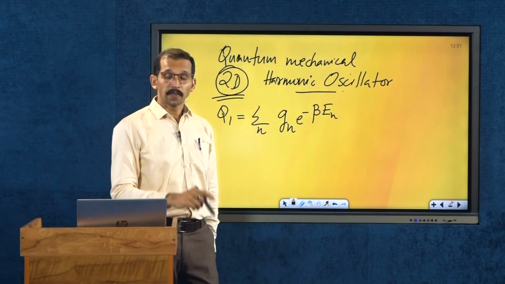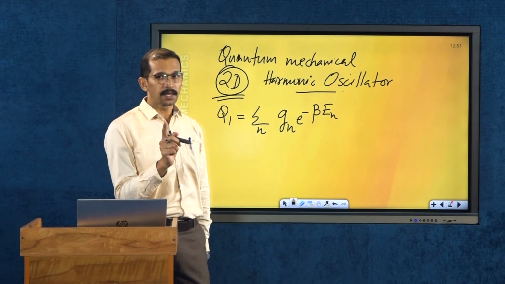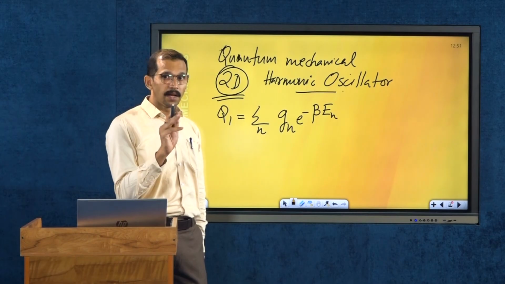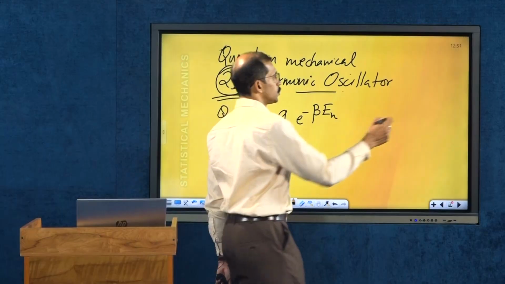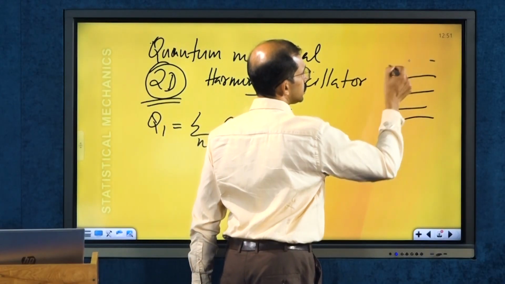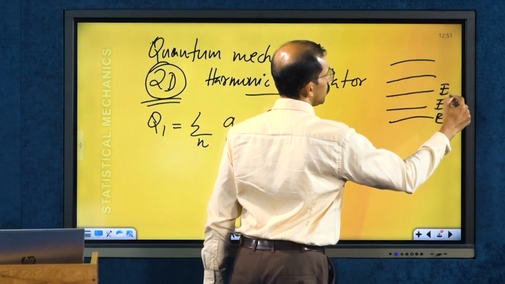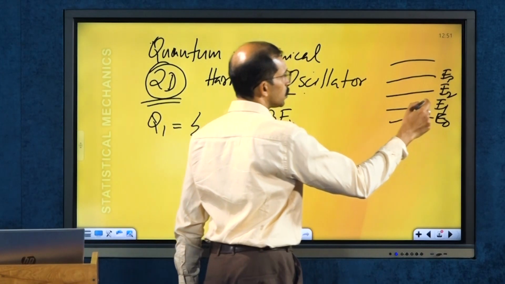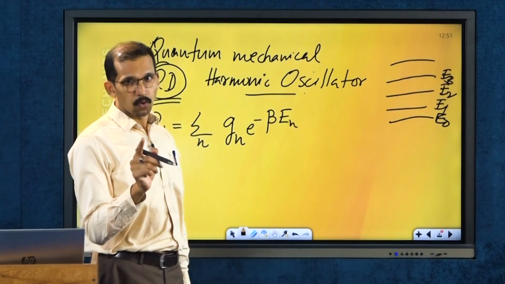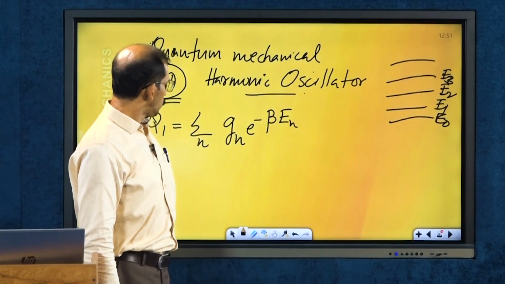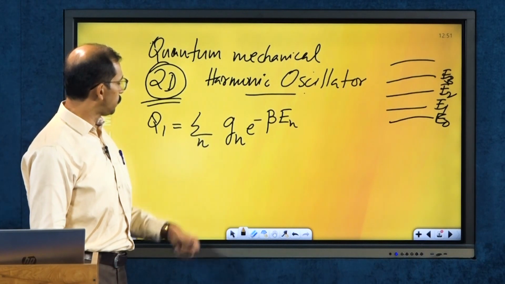Please note that this small n over here is not the number of particles. Instead, it represents the tag or the number of the energy levels, because we know that we have various energy levels like this: E0, E1, E2, E3 and so on and so forth. So this 0, 1, 2, 3 are in fact our small n. So this is the expression for our single particle partition function.